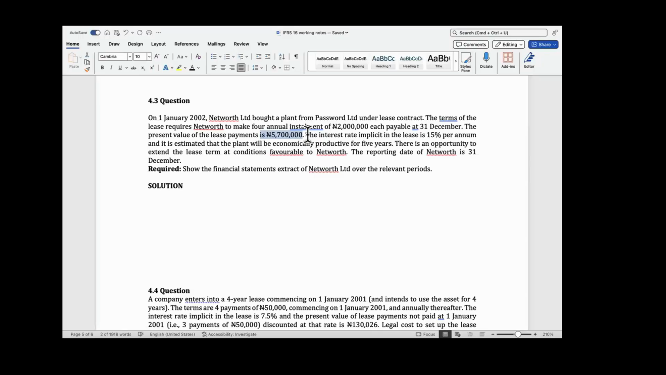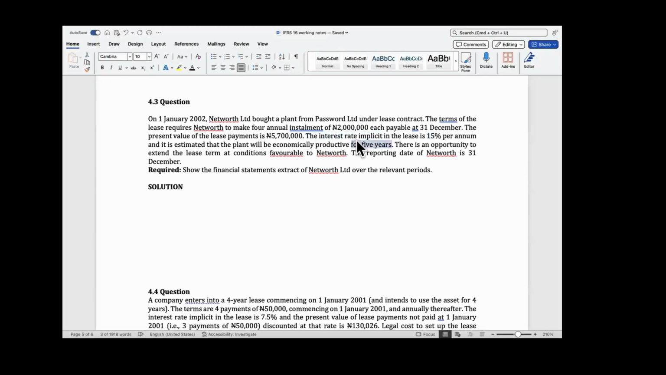Furthermore, I was given the interest rate implicit in the lease, which is the discount rate. This is necessary so that I'll be able to determine the interest that I will usually add to my lease liability. And we're told that it's estimated that the plant will be economically useful for 5 years. That means the useful life of the plant is 5 years.